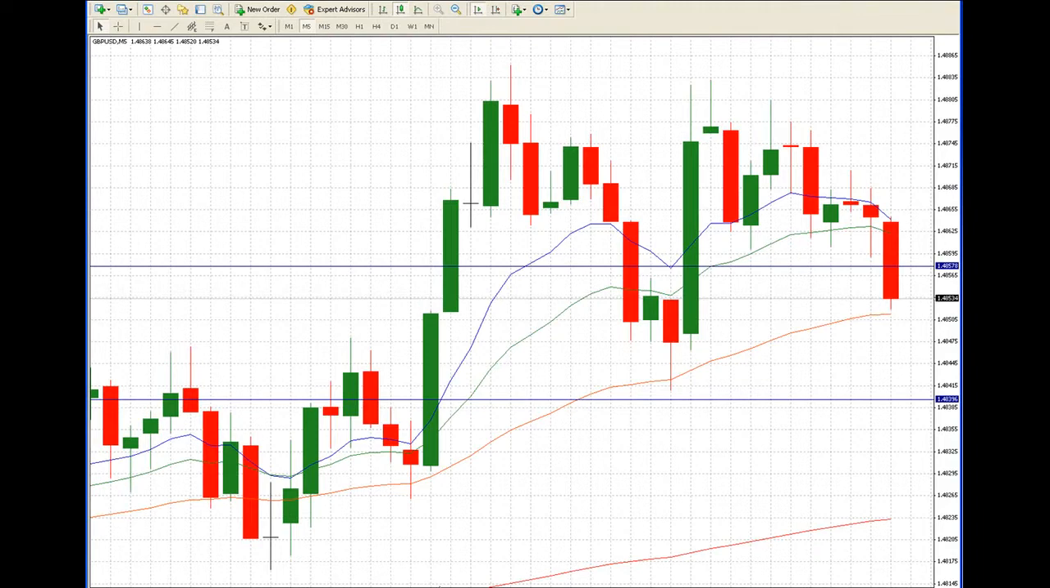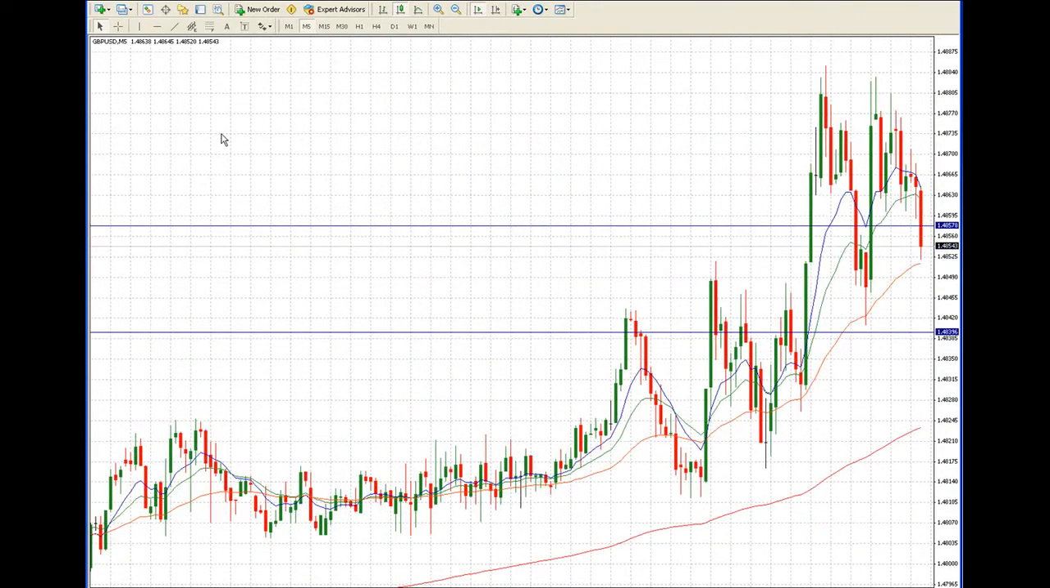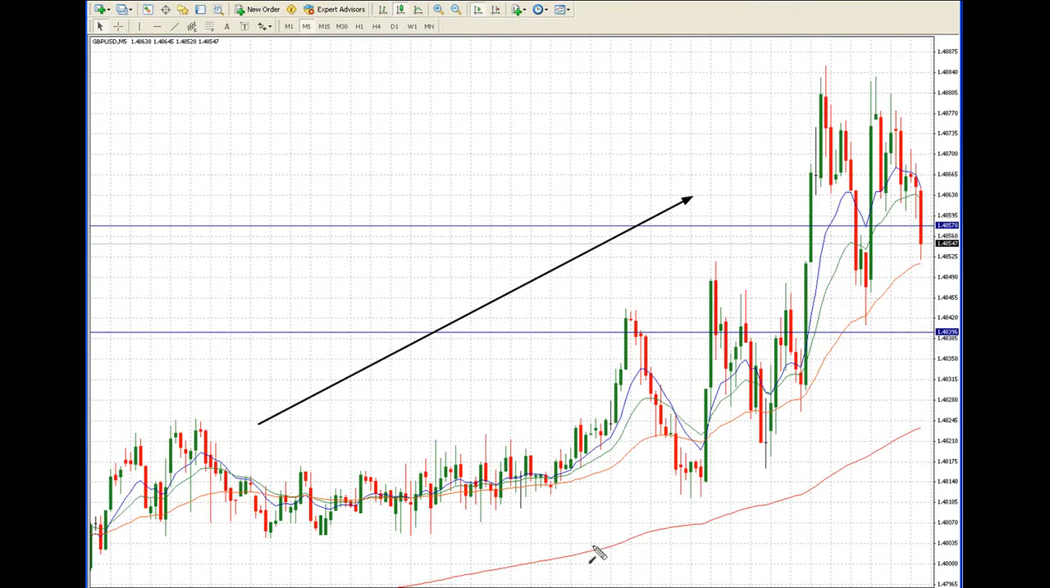Now that we're in, let's take a look at the trade. So as you can see, we've got a nice uptrend going on here. Our MAs are all in the right position. They're all trending up.